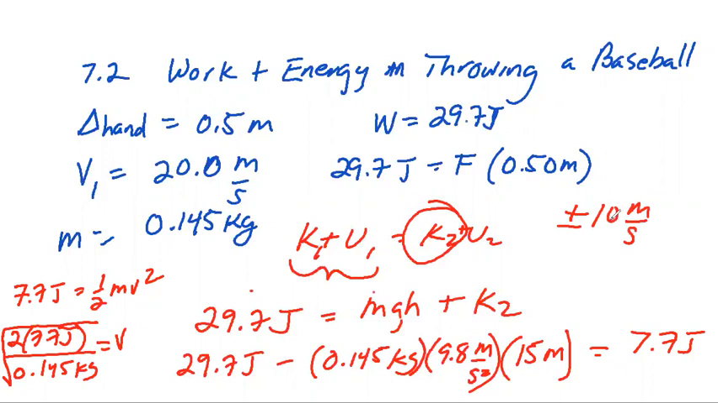I'm assuming it's going up, but it doesn't matter. That's 10 meters per second at the point 15 meters above where I left it. If it's going up, it's 10 meters per second. If it's coming down, it's minus 10 meters per second. There you go. And that's 7.2.